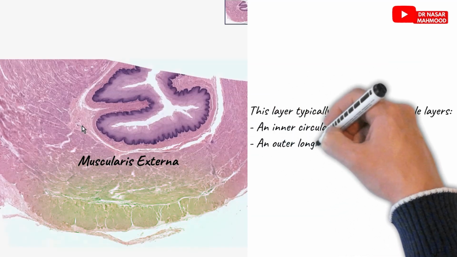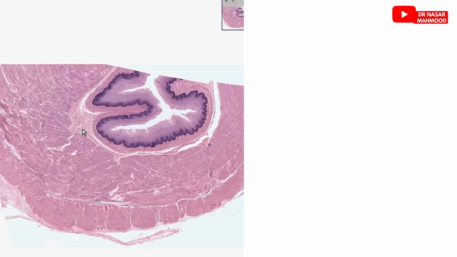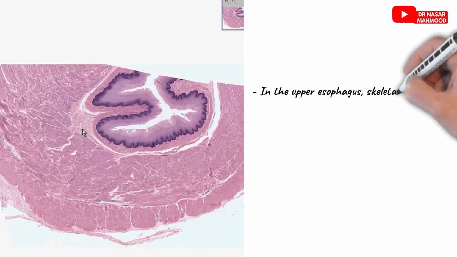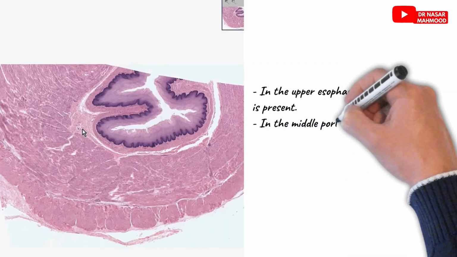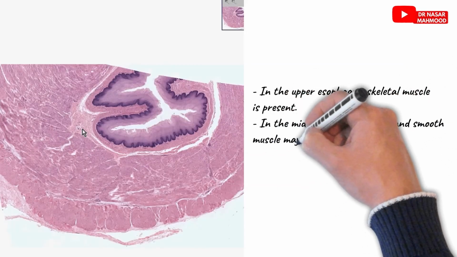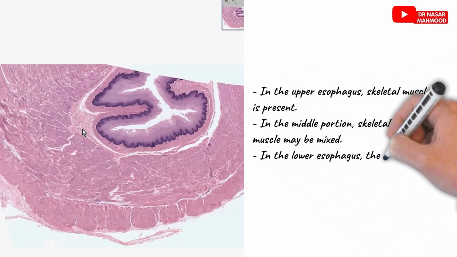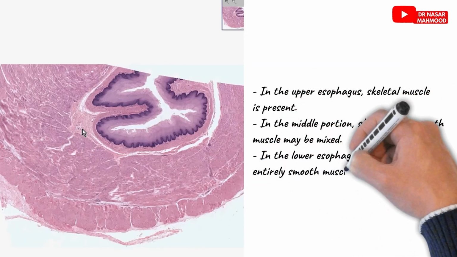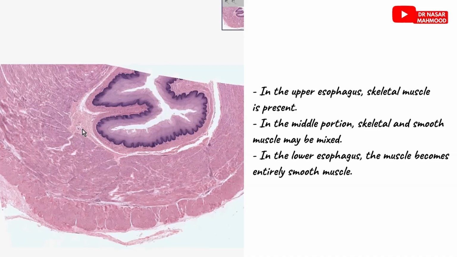An important feature of the esophagus is that the type of muscle changes along its length. In the upper esophagus, skeletal muscle is present. In the middle portion, skeletal and smooth muscle may be mixed, and in the lower esophagus, the muscle entirely becomes smooth muscle. Because of this transition, the esophagus is one of the few places where you can sometimes see skeletal and smooth muscle fibers together in the same section.